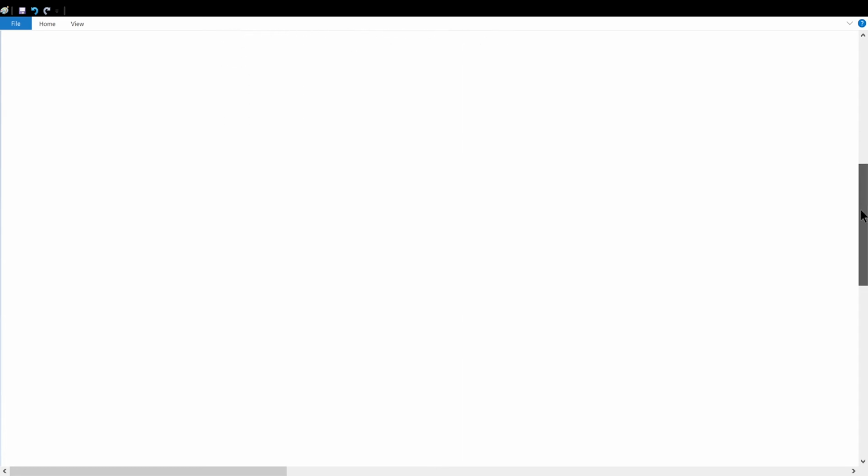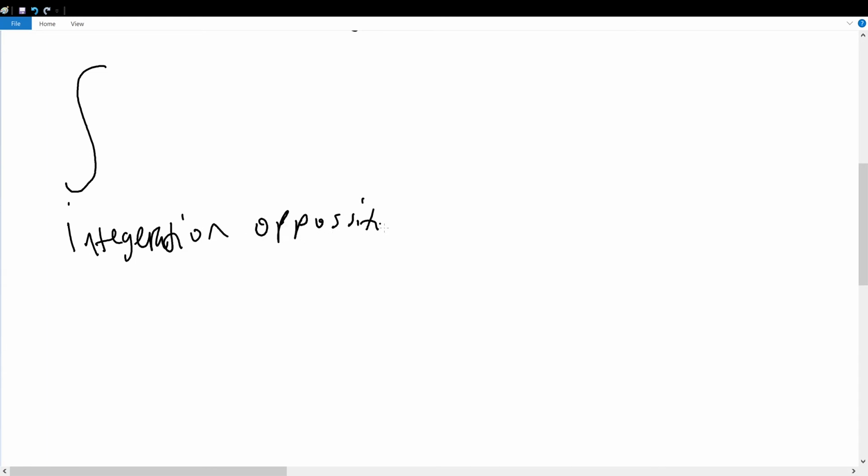First of all, the first thing you need to know is that integration is written with an elongated S symbol. The only difference between integration and derivatives is that integration is the opposite of derivatives. For example, if you want to take the derivative of, let's say, x squared, make it simple.